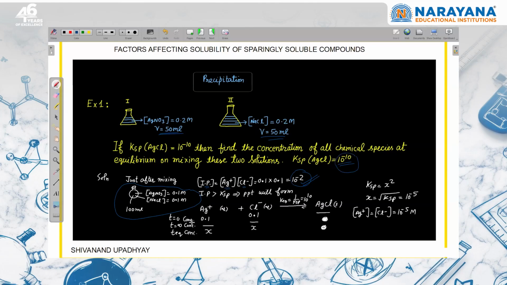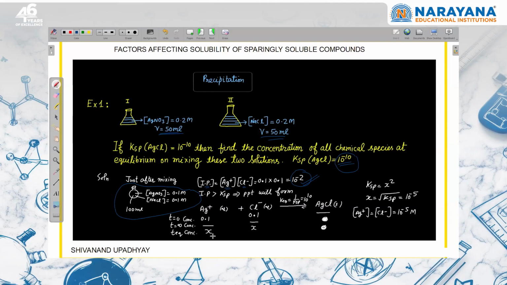Precipitation will take place. So now I am writing the precipitation reaction. Ag+ plus Cl- will form AgCl. At time t equal to 0, the concentration of Ag+ ion is 0.1 and Cl- is also 0.1. So they will completely react because the equilibrium constant is 1 upon Ksp, 10^10. So the reaction will complete in the forward direction and equilibrium will establish from the backward direction.